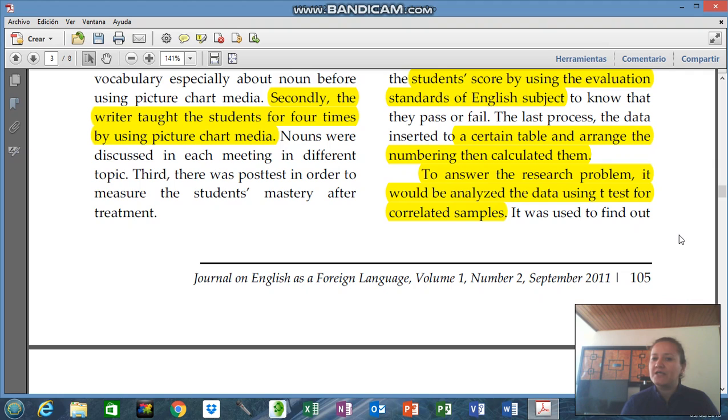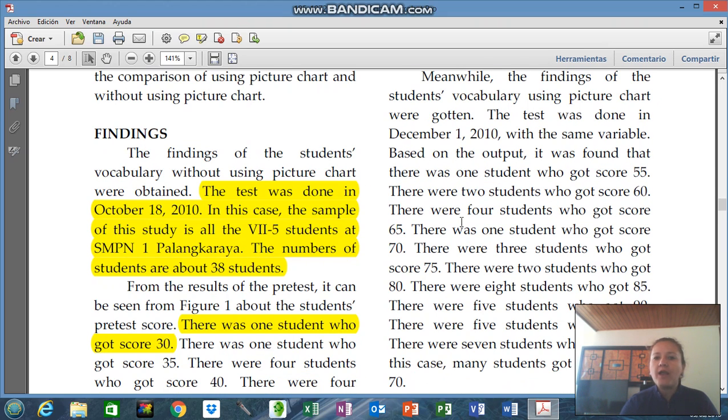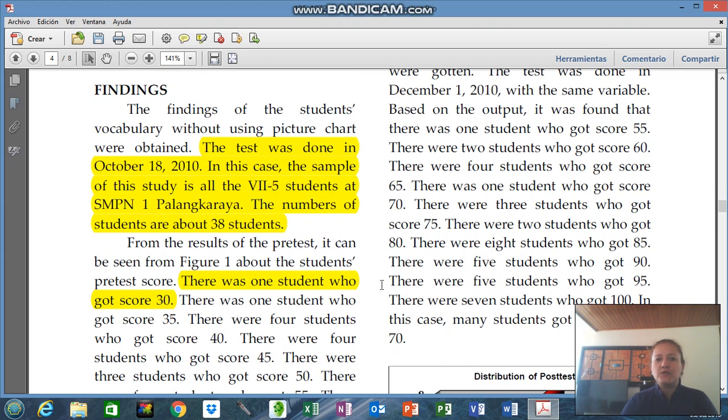To answer the research problems, it will analyze the data using t-tests for correlated samples. It's repeating the same. We have the sample, we analyze the data, and we have the answers. Right now, we have the findings. The test was done on October 18, 2010. In this case, the sample of this study of the B115 students at Palangka Raya, the number of students is about 38.